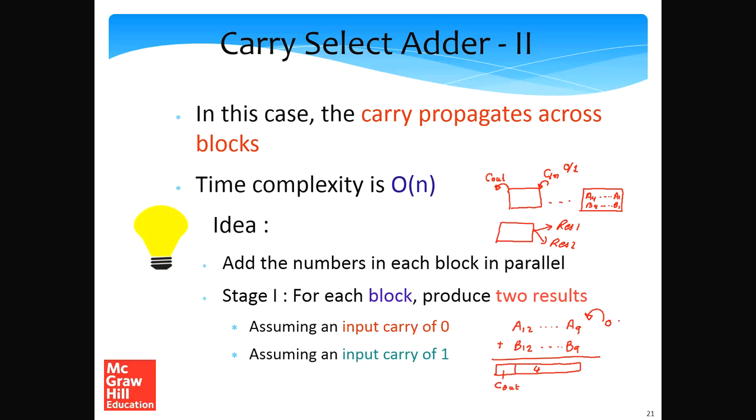Then in parallel, what we can do, since it's in hardware, right, we can do a lot of computations in parallel, right? So there is no need of doing one after the other. In parallel, what we can do is that we can perform another addition for the 2 blocks assuming that the carry in was actually 1. So that will also produce its result and a carry out.